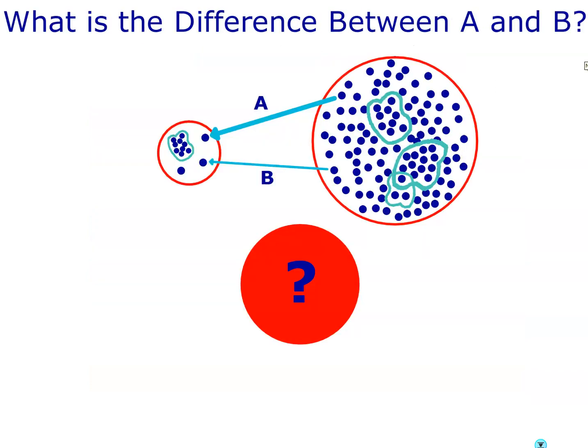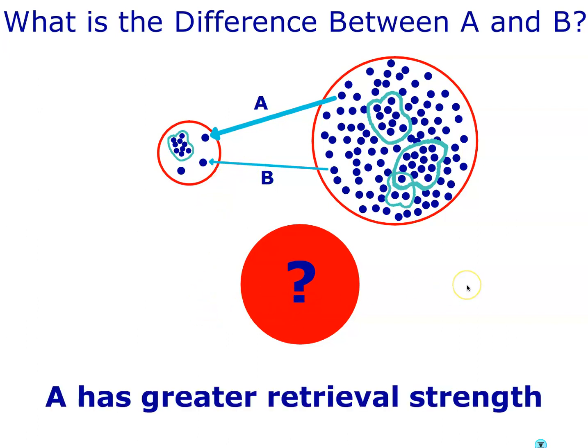Now have a look at these two arrows here. This is information that's being retrieved from your long-term memory into your short-term memory. Maybe you're doing a question and you need some of that information to solve it. What's the difference between A and B? And pretty obviously, A has greater retrieval strength. So this piece of information, as soon as you think about it, it's straight into your short-term memory. So it's fast, it's strong, it's powerful. And that means it's also going to be much harder to forget in the future.